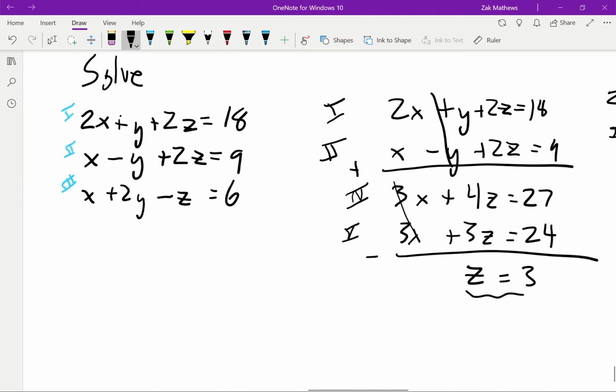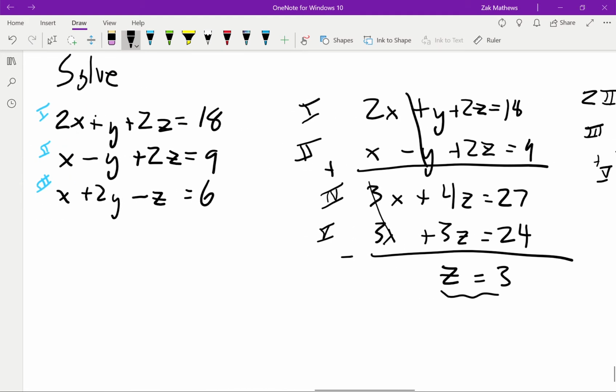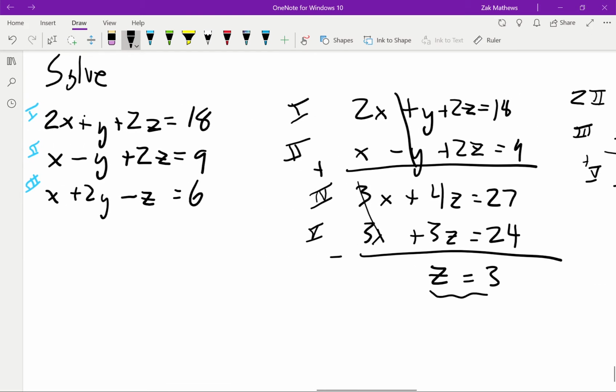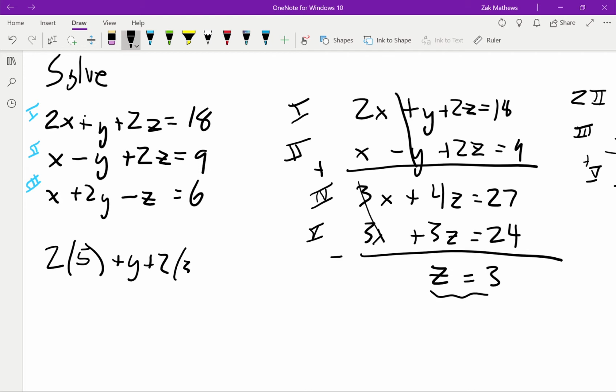So now is when I come back around to using one of those initial three equations, because they're the ones with all the variables included. I'm going to choose whichever one I think looks easiest. They all look pretty easy. I'm going to choose maybe the first one because it already has that y. That's just y, it doesn't have a coefficient. So I have 2 times my 5 plus y plus 2 times my 3 equals 18. So this would be 10 and 6, that'll be 16. And then subtracting the 16 over, I get y equals 2.